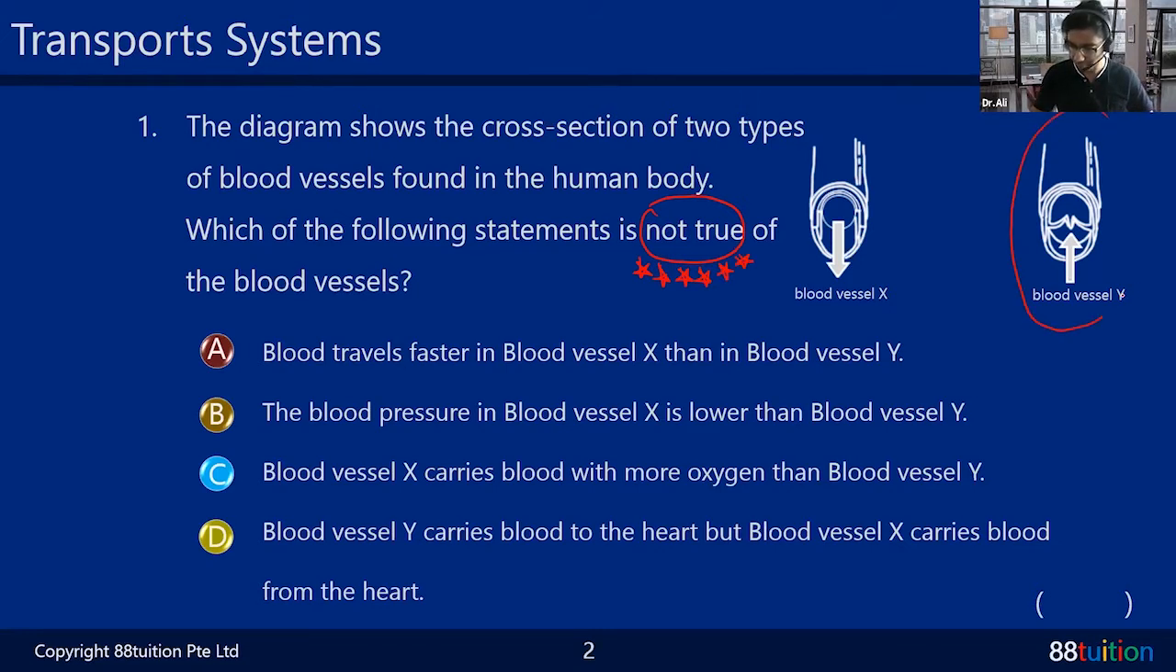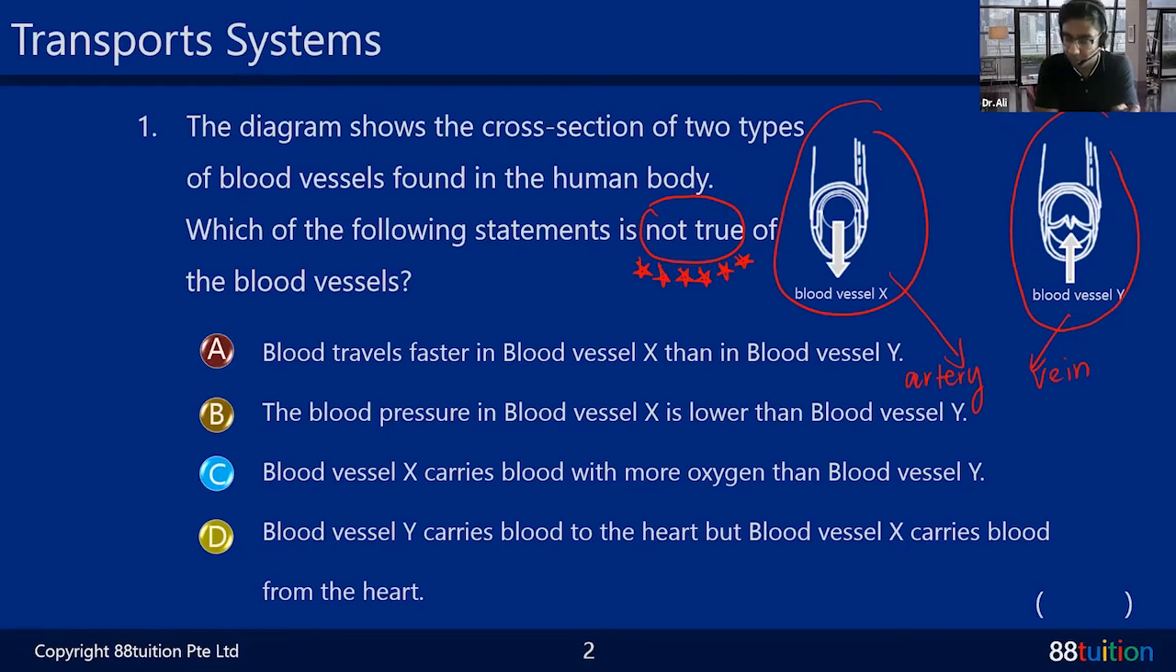Then you look at the diagram, and then you look at the vessels. Okay. You first have to identify probably this first. Why? Because the question shows the cross section of two types of blood vessels, and asks which of the following statements is not true of the blood vessels. Okay.